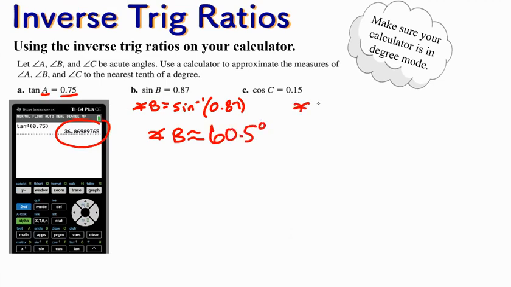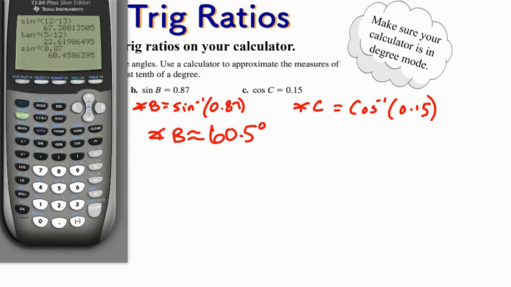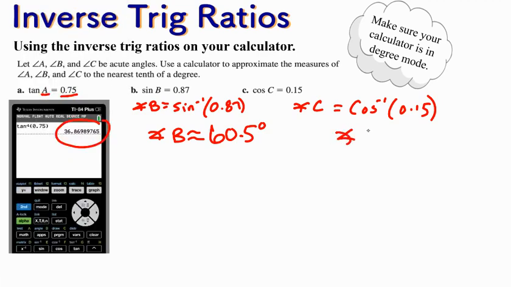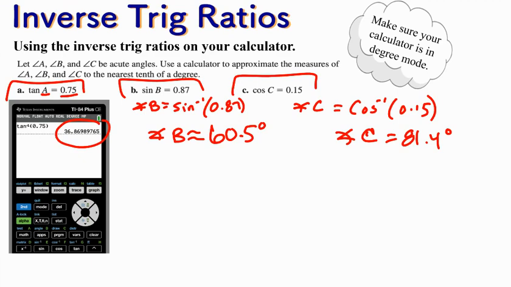And then for angle C, this will be cosine inverse of 0.15. Cosine inverse of 0.15, that's not degrees. We're going to get degrees out, 81.4 degrees. So that's just calculator entry with the given information.